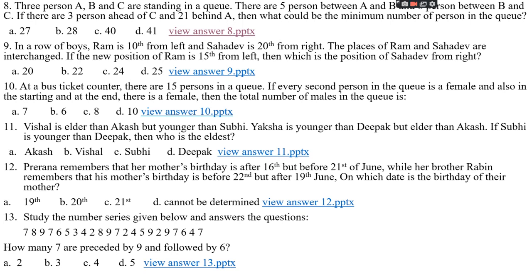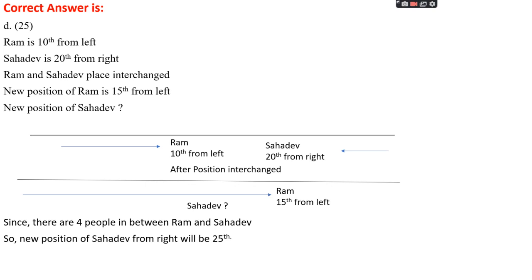Question number 9. In a row of boys, Ram is 10th from left and Sahadev is 20th from right. The places of Ram and Sahadev are interchanged. If the new position of Ram is 15th from left, then what is the position of Sahadev from right? Option A 20, option B 22, option C 24, or option D 25. The right answer is 25.